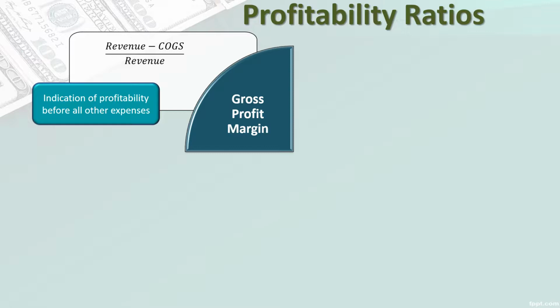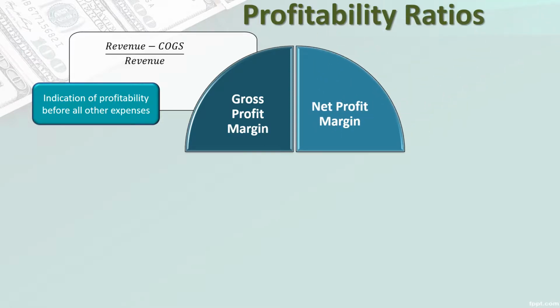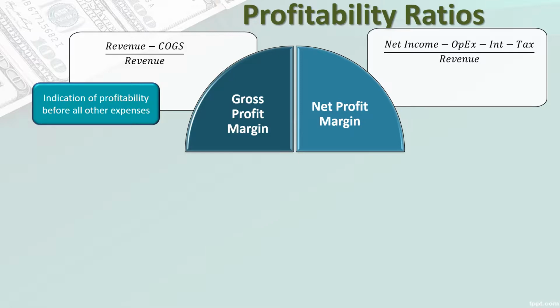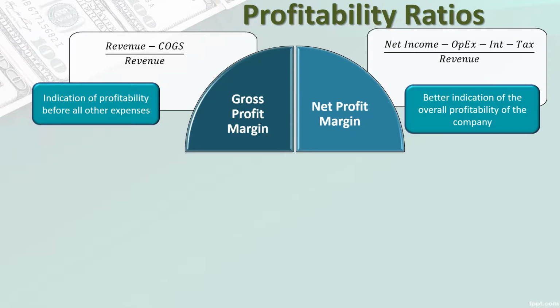The second profitability ratio is net profit margin. This is net income minus operating expenses and other expenses such as interest and taxes, all divided by revenue. Since this includes all expenses, it's actually a better indicator of the overall company profitability.